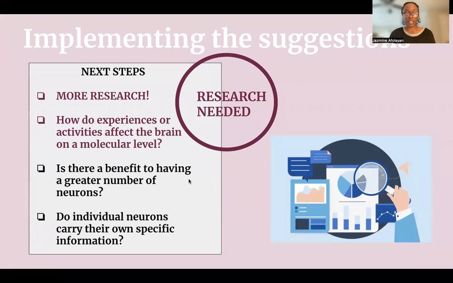If there's no benefit to having a greater number of neurons, then neurogenesis might not matter that much. Also, if individual neurons don't carry their own specific information and are actually all homogeneous in one system, then it might not really matter if one is lost.